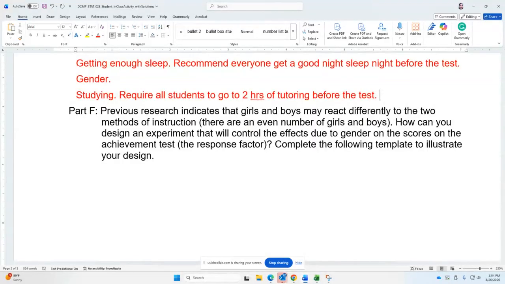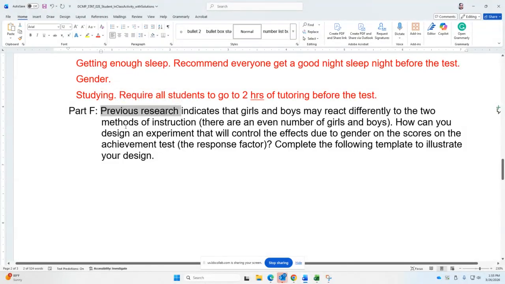So finally, the last question. Previous research indicates that girls and boys may react differently to the 2 methods of instruction. There are an even number of girls and boys. So remember, a bunch of researchers created these lessons. So the previous research indicates that girls and boys, so they already knew there was a gender inequality here in this study, tend to react differently to the 2 methods of instruction. There are an even number of girls and boys.